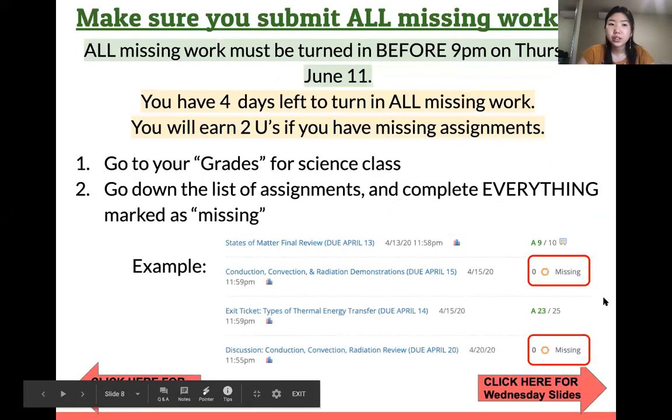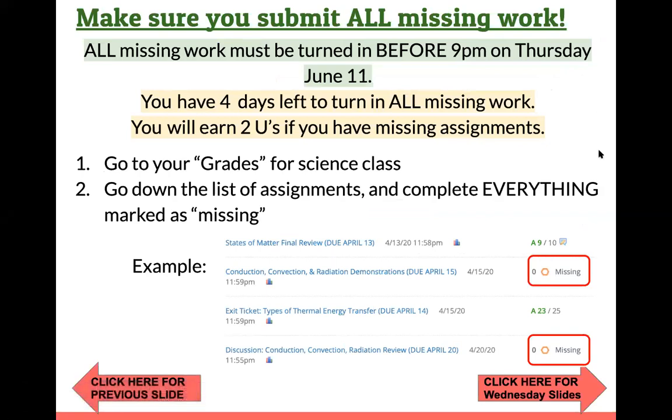So you'll retake your test, and then reminding you all one more time, all missing work, please do them today, tomorrow, Wednesday, and Thursday. If you don't do it before 9 p.m. on Thursday, it will not help your grade. So you have 4 days left to turn in all missing work, and you will earn 2 U's on your final grades if you have missing assignments. So please make sure you turn in your missing work.